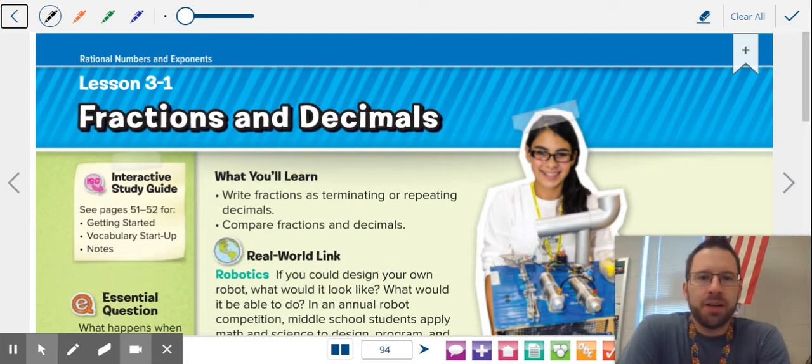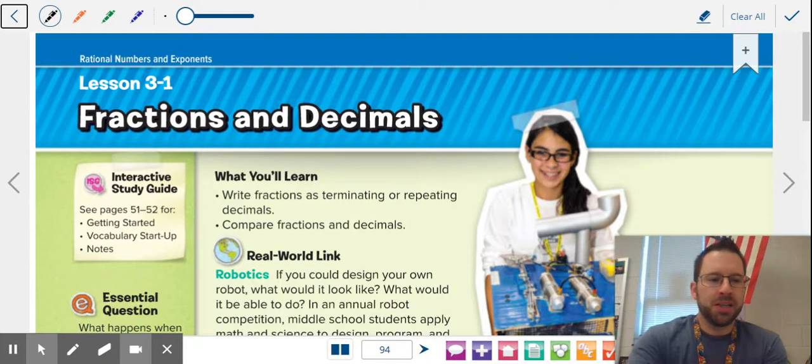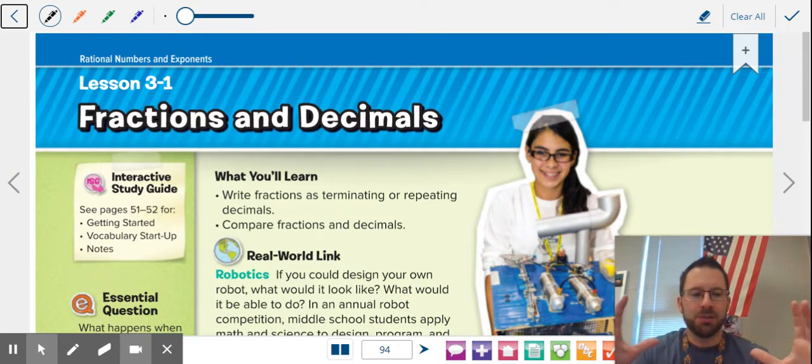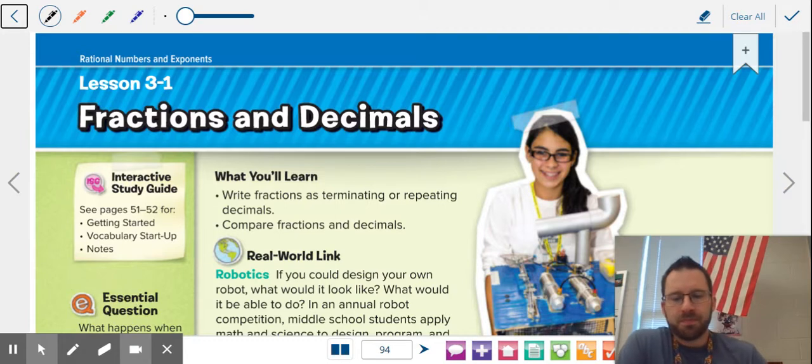We are starting Unit 3, Lesson 1, Fractions and Decimals. This is a unit on rational numbers. If you don't know what that is yet, that's okay. We're going to be talking about different types of numbers, rationals. We just finished up with integers, which includes whole numbers and natural numbers. So the next biggest group of numbers is rational numbers. They include fractions, decimals, and percents.